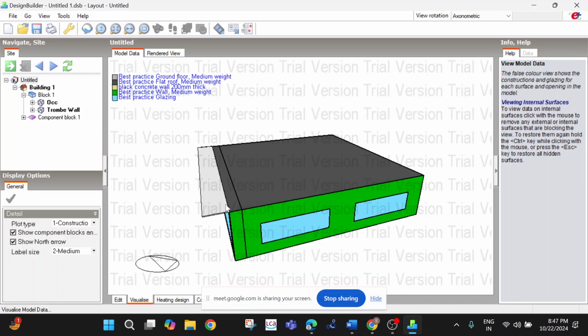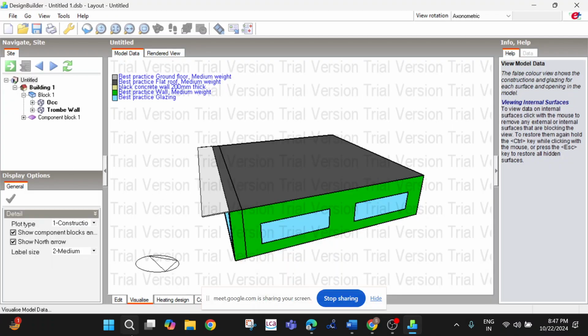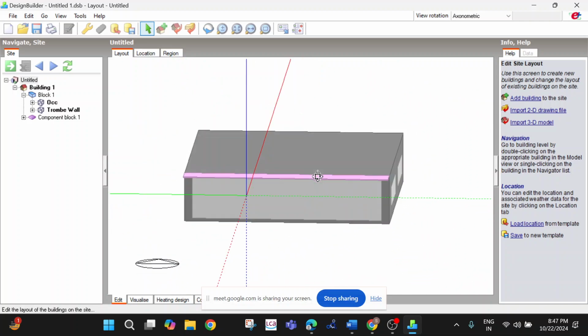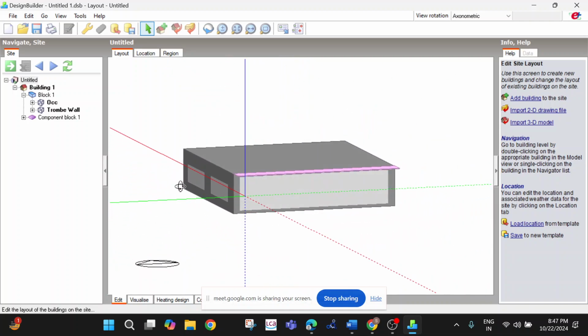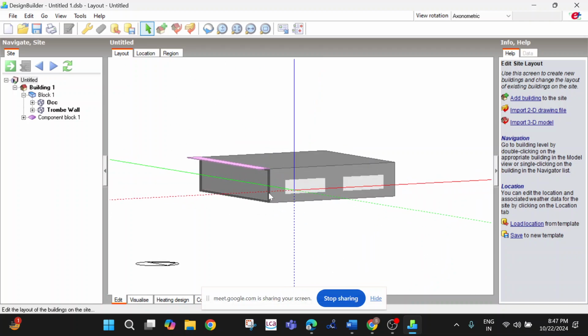How can we construct these vents? It is similar to the glass. Let me go to the edit. If you want to make this kind of design, what can you do initially? Let me ask you people first. If you want to construct a trombe wall, what steps will you be following?